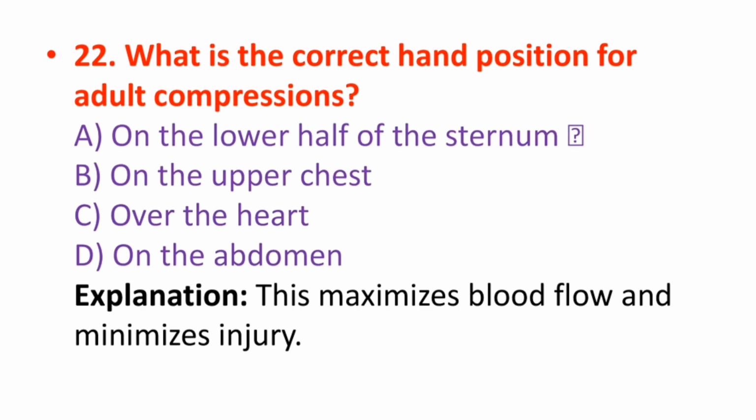What is the correct hand position for adult compressions? Option A, on the lower half of the sternum. Option B, on the upper chest. Option C, over the heart. Option D, on the abdomen. The correct answer is option A, on the lower half of the sternum. This maximizes blood flow and minimizes injury.